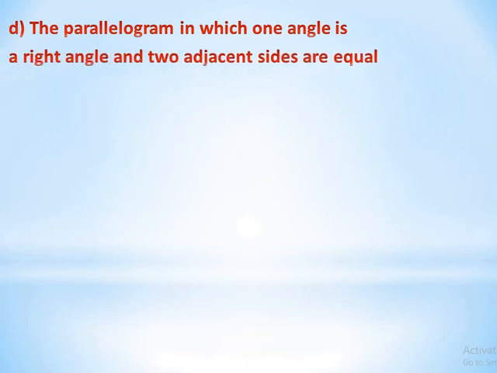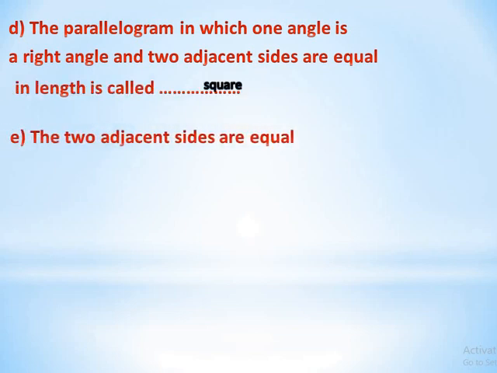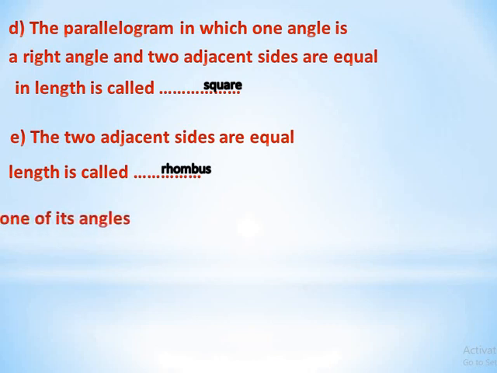Letter D is a parallelogram in which one of its angles is a right angle and two adjacent sides are equal, so we talk about the square. Letter E, two adjacent sides are equal. What is the shape which has two adjacent sides equal or all sides equal? Yes, we have two shapes, square and rhombus, but here he didn't tell me that we have right angles, so we talk about the rhombus, not a square.